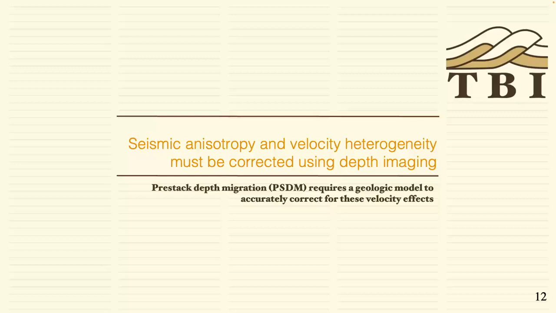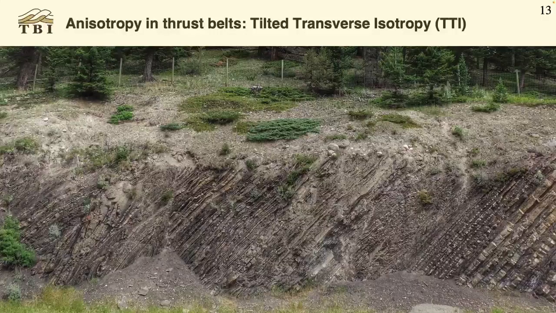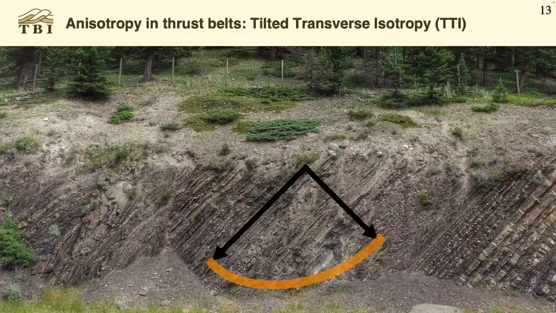So seismic anisotropy and velocity heterogeneity must be corrected using depth imaging. Pre-stack depth migration requires this geologic model to accurately correct for these velocity effects. So when we've got these dipping layers, we've got a high velocity direction in the direction parallel to bedding, low velocity in the direction perpendicular to bedding, then the wavefront is going to be skewed to one side.